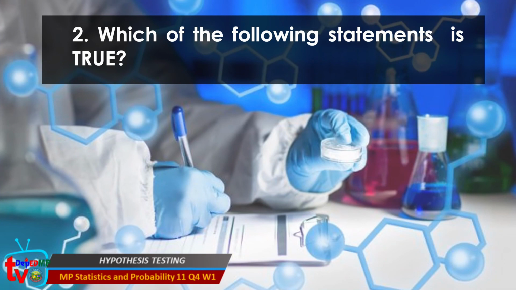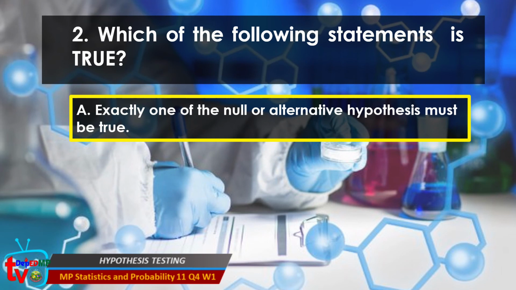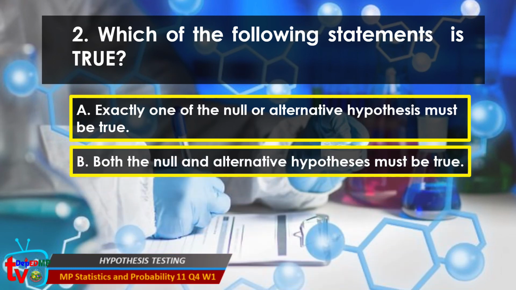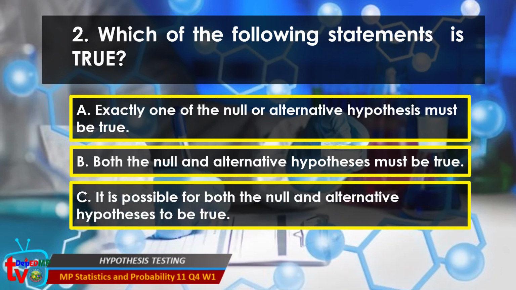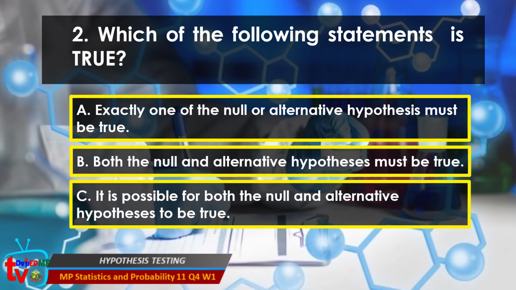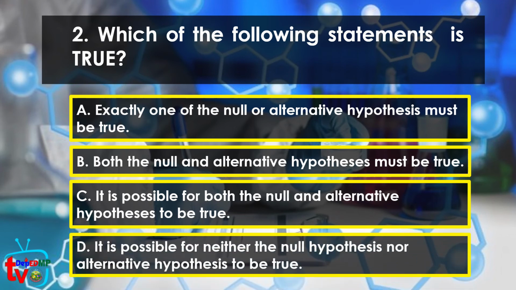Number 2. Which of the following statements is true? Letter A, exactly one of the null or alternative hypotheses must be true. Letter B, both the null and alternative hypothesis must be true. Letter C, it is possible for both the null and alternative hypothesis to be true. Letter D, it is possible for neither the null hypothesis nor alternative hypothesis to be true.